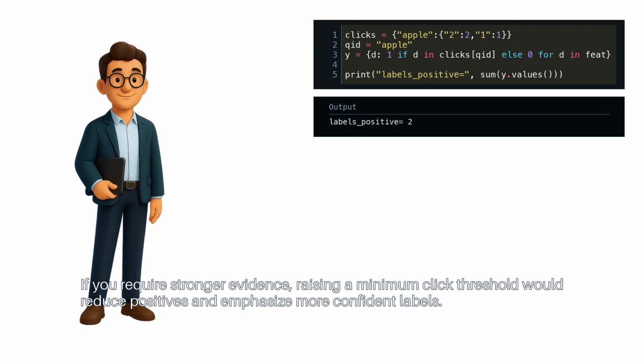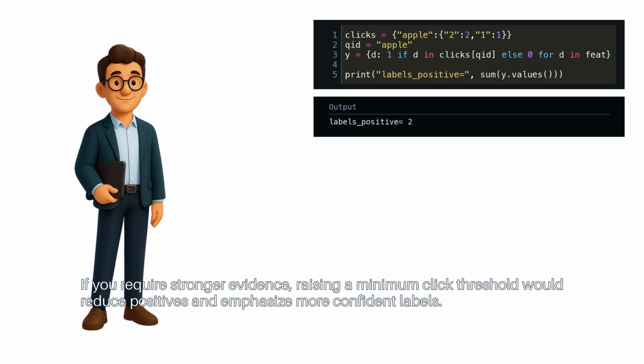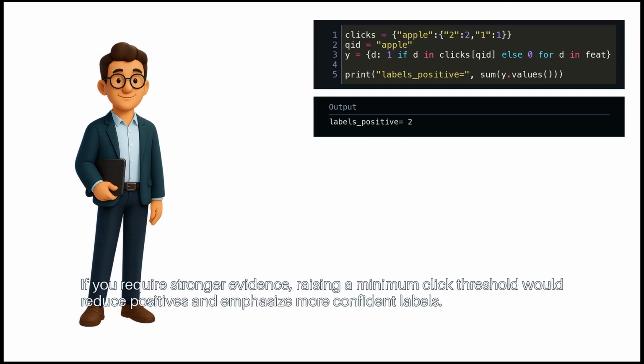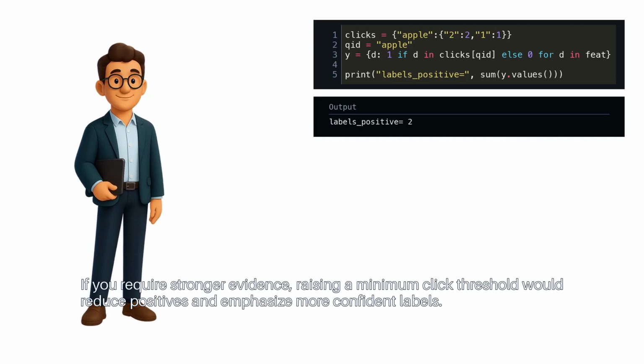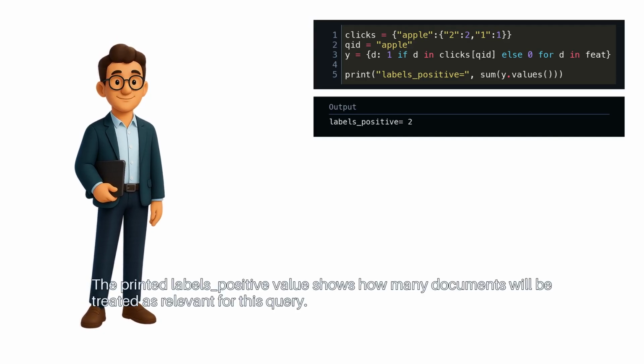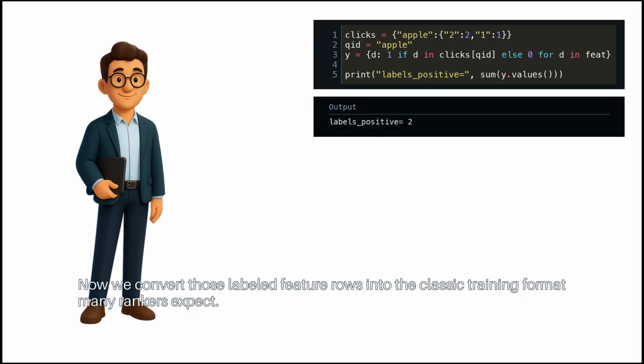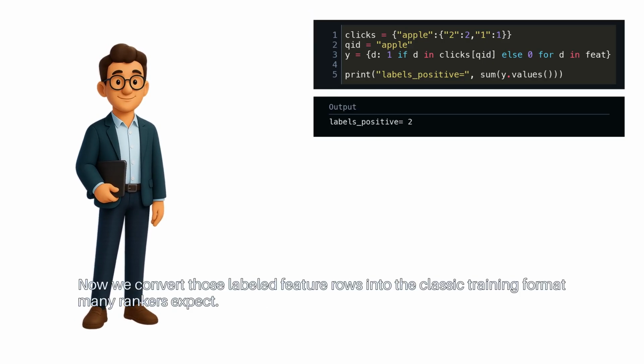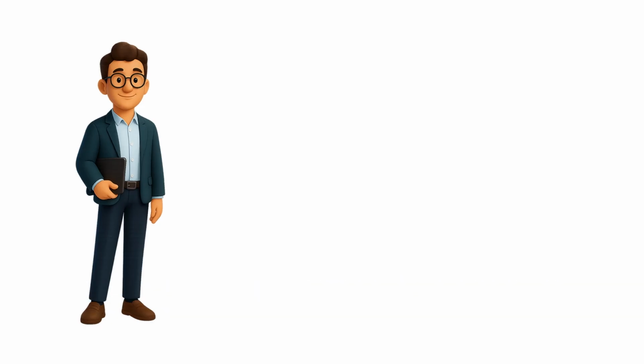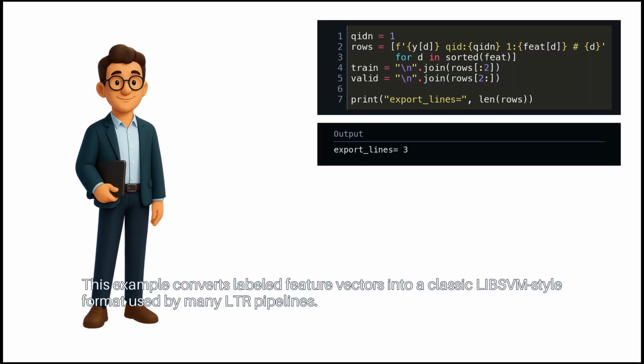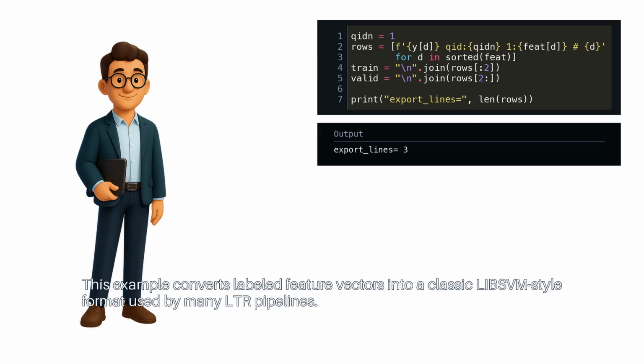If you require stronger evidence, raising a minimum click threshold would reduce positives and emphasize more confident labels. The printed labels positive value shows how many documents will be treated as relevant for this query. Now we convert those labeled feature rows into the classic training format many rankers expect. This example converts labeled feature vectors into a classic LIBSVM style format used by many LTR pipelines.